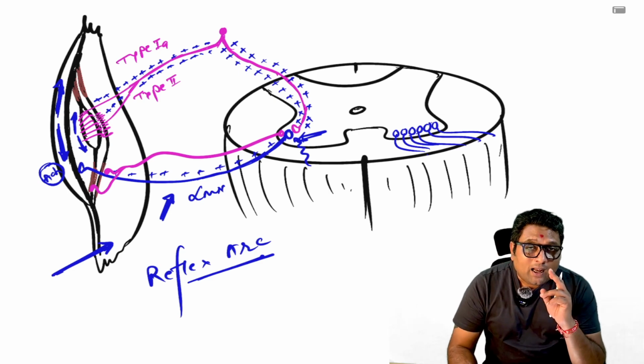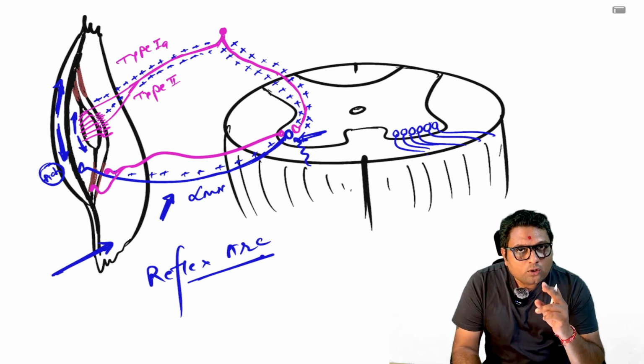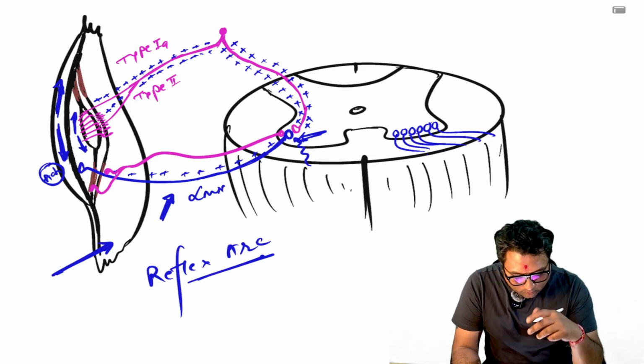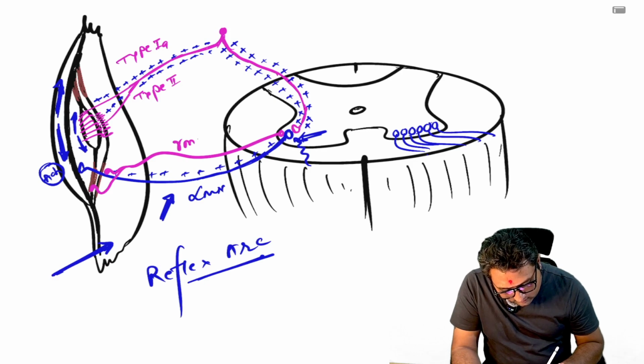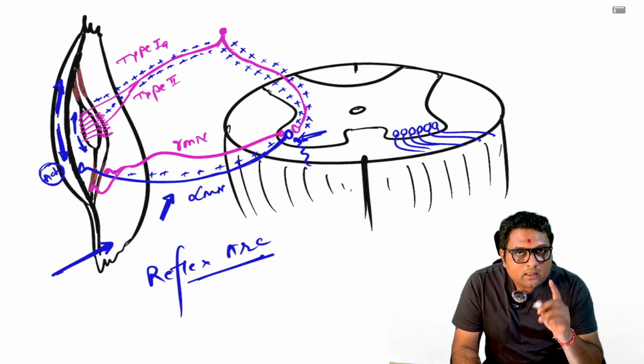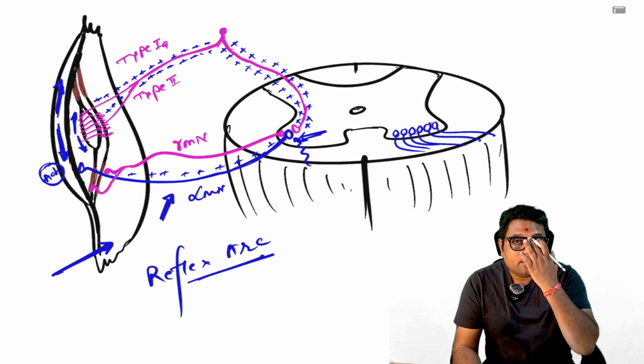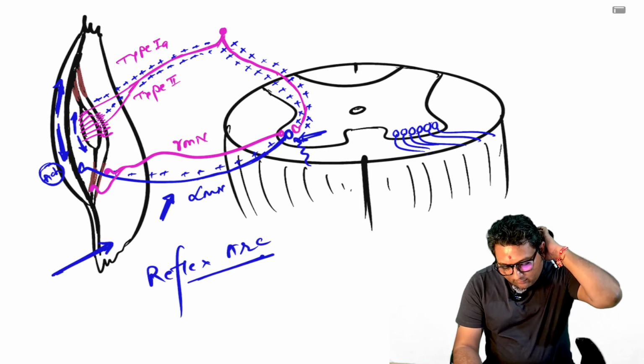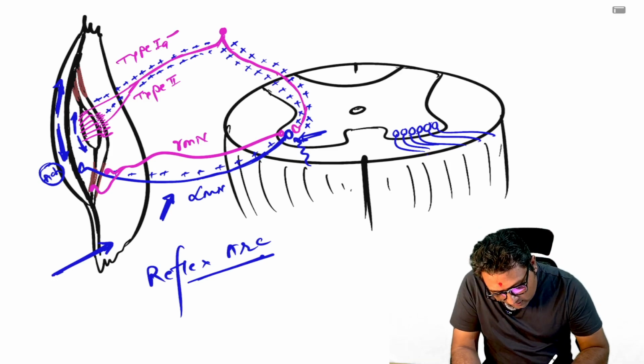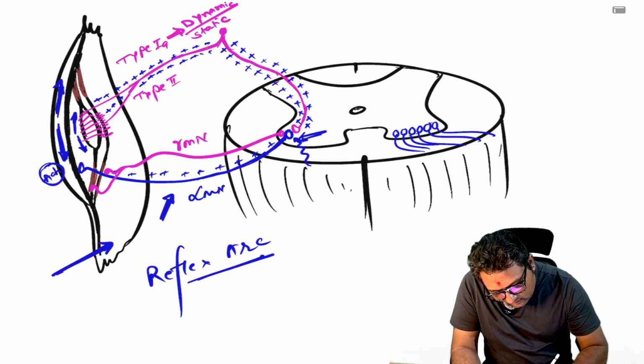which supplies the ends of this muscle spindle, the intrafusal fibers. See, alpha motor neurons innervate extrafusal fibers, but this gamma motor neuron innervates intrafusal fibers, at the end where the miniature contractile components are there, right? Now type 1A fibers are mostly responsible for the dynamic; they have a dynamic as well as a static component.